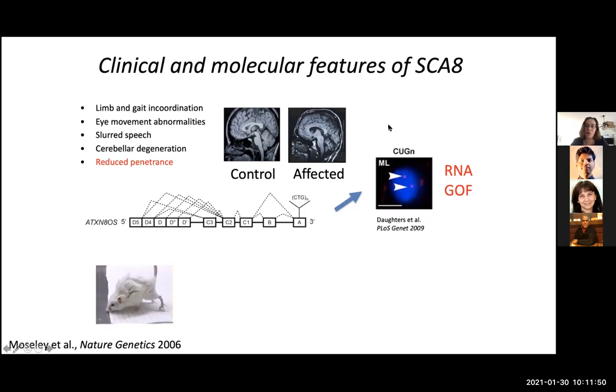This expansion mutation, because it was located in a 3' untranslated region, we expected it to maybe have a mechanism similar to what was discovered for myotonic dystrophy type 1, which was an RNA gain of function mechanism. And we have evidence that there are RNA foci that accumulate in the mice and for RNA gain of function effects in our mice. But we also discovered that there was a polyglutamine protein, and that polyglutamine protein accumulates in both the mouse model and in human tissues.